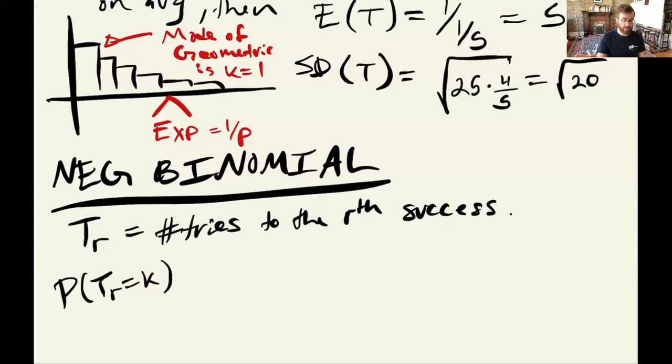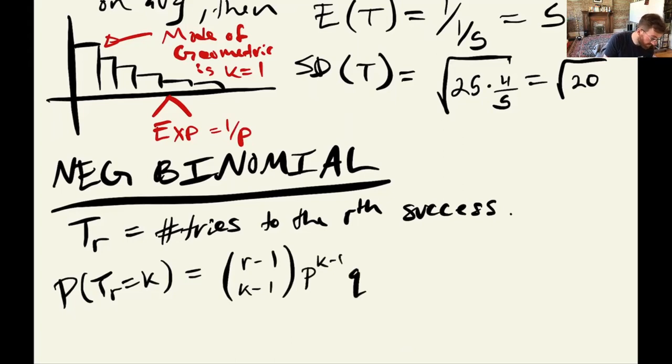Notice that when r equals 1, this is the geometric. But if r is larger than 1, then we have to break this computation into two parts. First, we just assume that we succeed on the kth try, that our rth success is on the kth try. That means we had r minus 1 successes prior to k. But those can be distributed in any way that we like. I just need that the total count of successes is r minus 1 amongst my k minus 1 tries. So I have this binomial factor, which again was predicted by the title, that looks something like this.